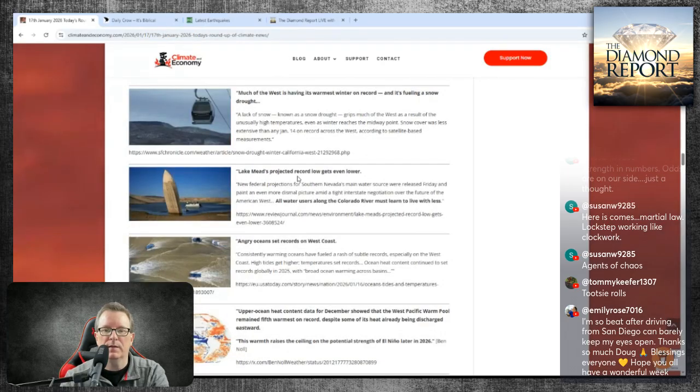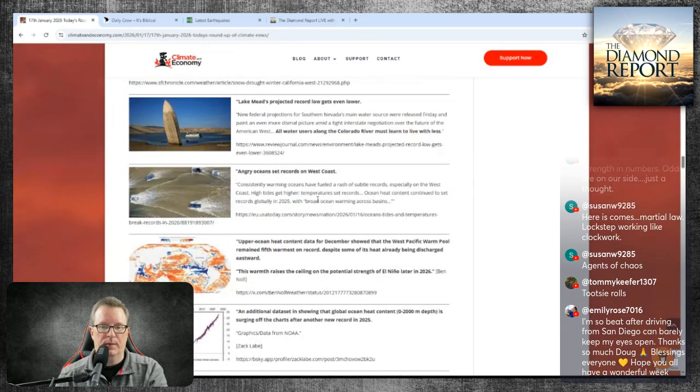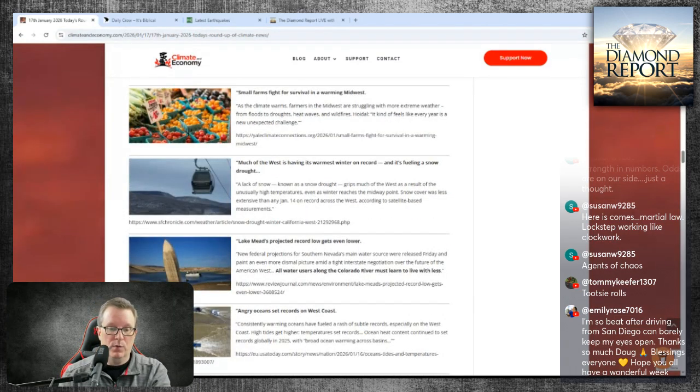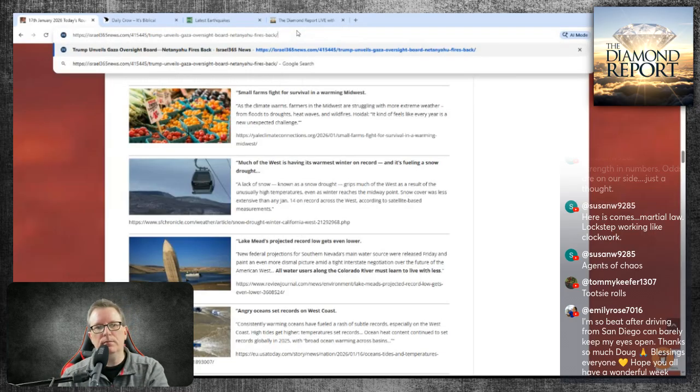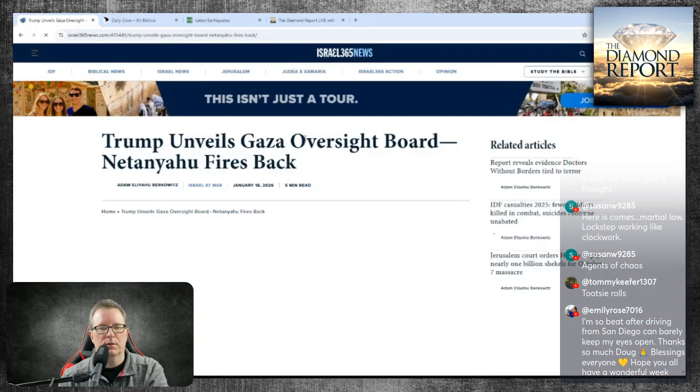Lake Mead, here's a Lake Mead prediction. Projected record low gets even lower. Yeah, about a year ago, we were up at the Hoover Dam in the Las Vegas area, and Lake Mead was really low then. So I'm sure it's probably even worse now, because I don't think they've had all that much water since last year. All right, and then what else we have? 2 more articles here tonight, and then we'll wrap it up. Actually, 3 more. All right, this one is... Let's look at it real quick.